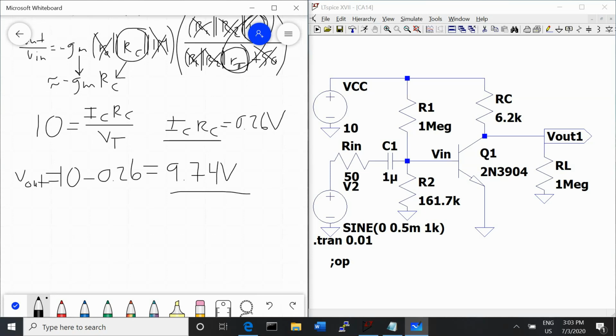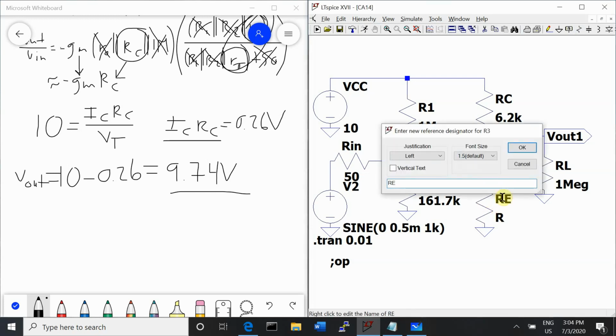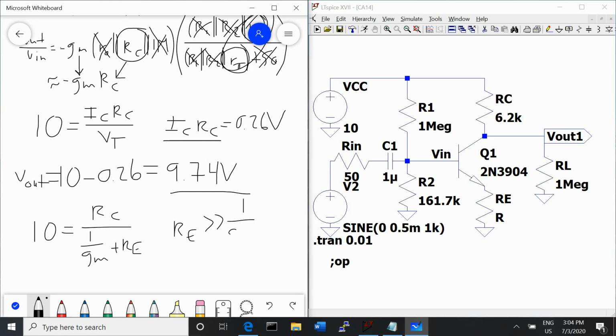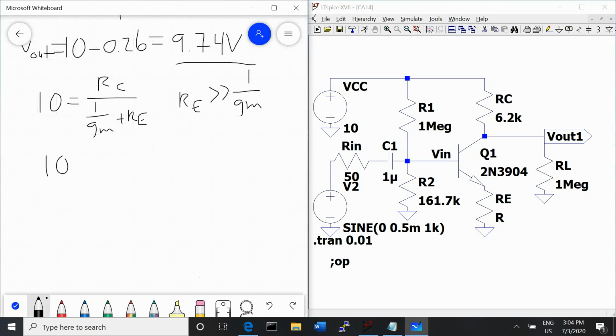So to solve this problem, we're going to add an RE. So we'll jump over to LT Spice and add a resistor on the emitter. Now that changes the gain equation. So we still want our gain to be 10, and that equals RC over 1 over GM plus RE, and we're going to make RE 10 times greater than 1 over GM so that we can neglect 1 over GM, and our gain will be RC over RE.